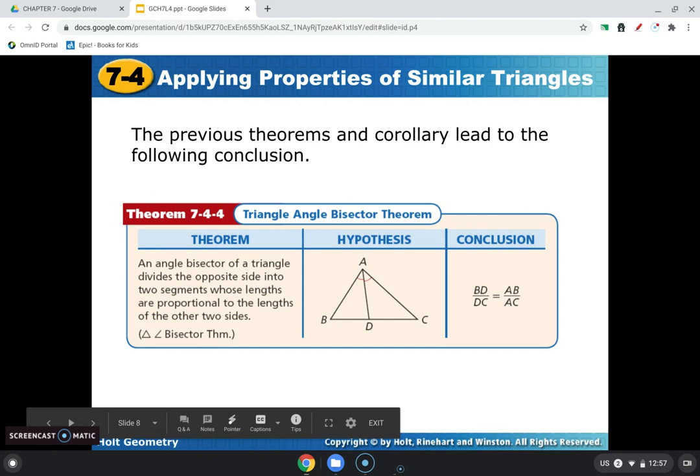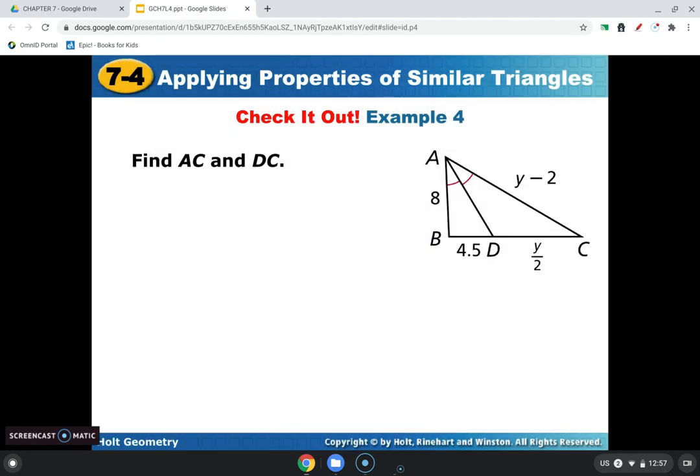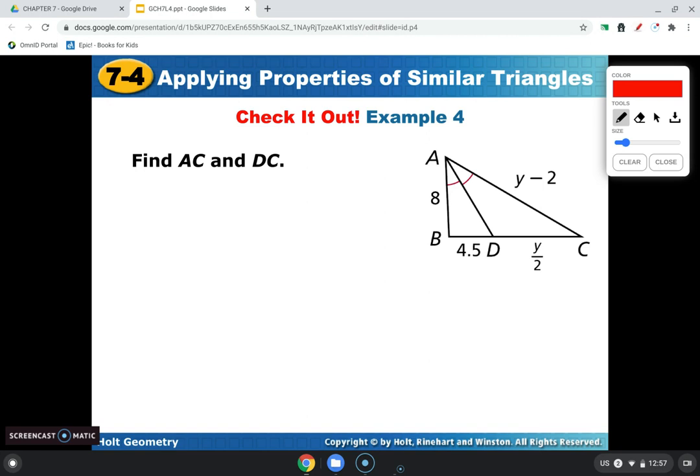An angle bisector of a triangle divides the opposite sides into two segments whose lengths are proportional to the lengths of the other two sides. So if you've got an angle bisector, then you can set up proportions. All right. So find AC and DC. Well, we've got an angle bisector here, so we can set up our proportion.